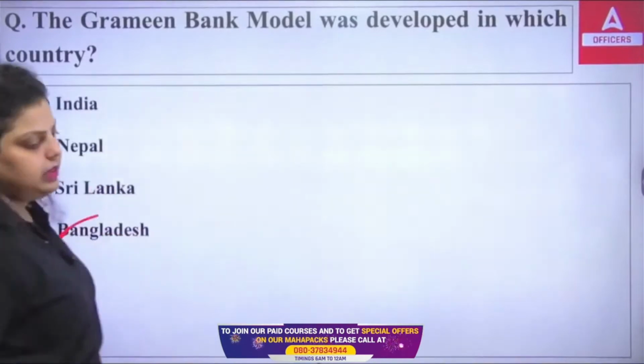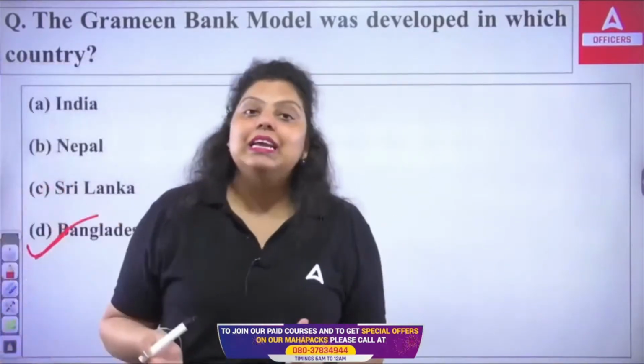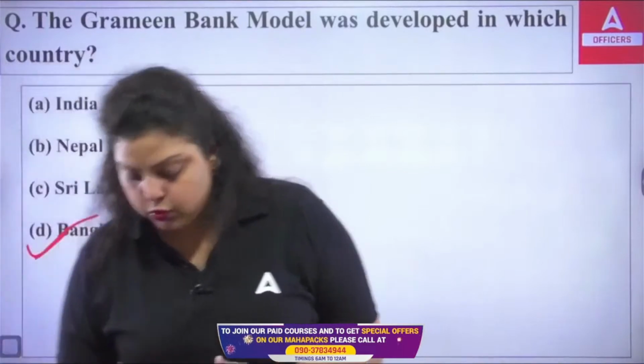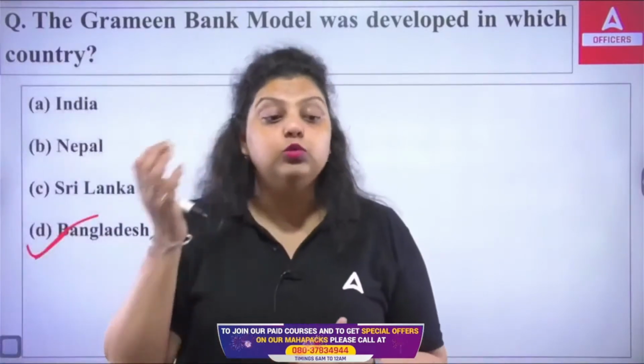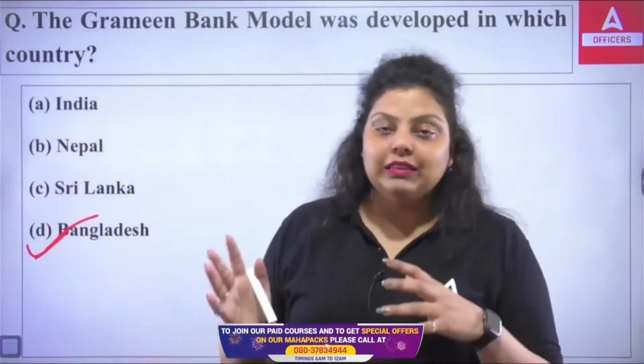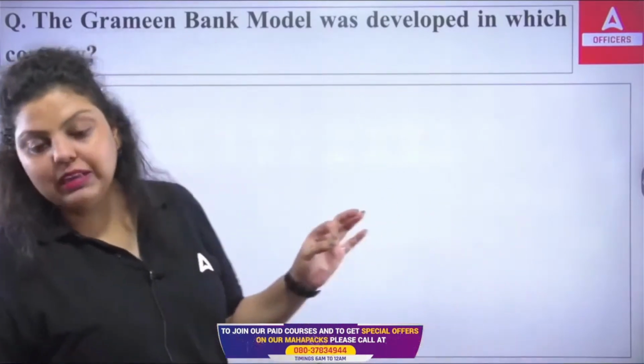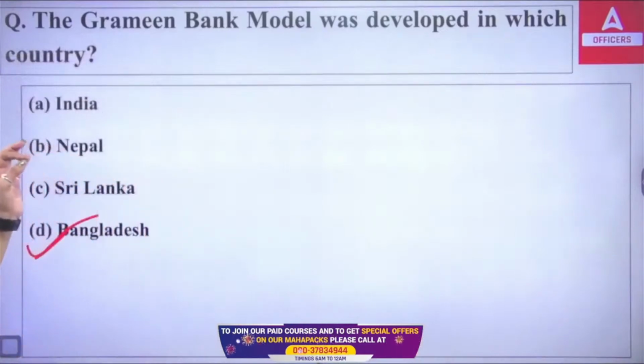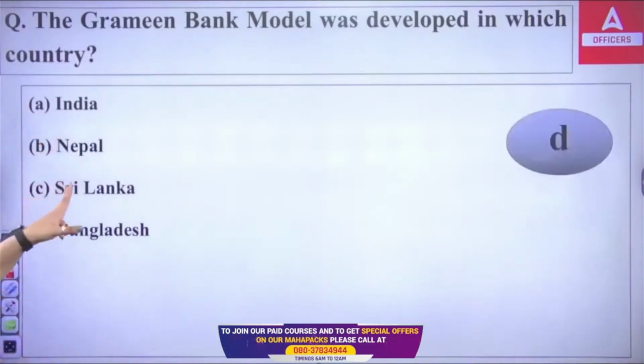Now what used to happen in Bangladesh? The money lenders, the sahukars, used to exploit the persons who took loans from them. They used to charge a high rate of interest, and that's a kind of demerit. That's why the Grameen Bank model was introduced, to safeguard these people from the money lenders, sahukars, etc. So this was Bangladesh.